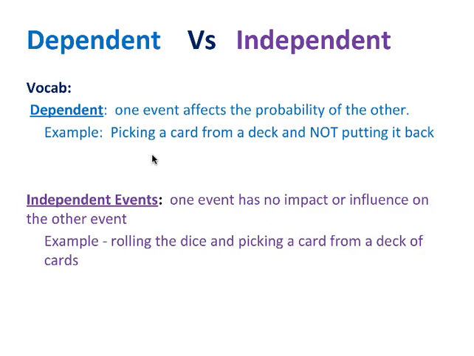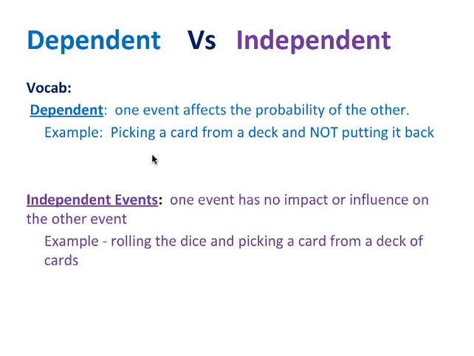An example would be rolling a dice and then picking a card from a deck of cards. Neither of these events affect the other. Rolling a dice and picking a card are two totally different things. So these would be independent events. One event has no impact or influence on the other event.